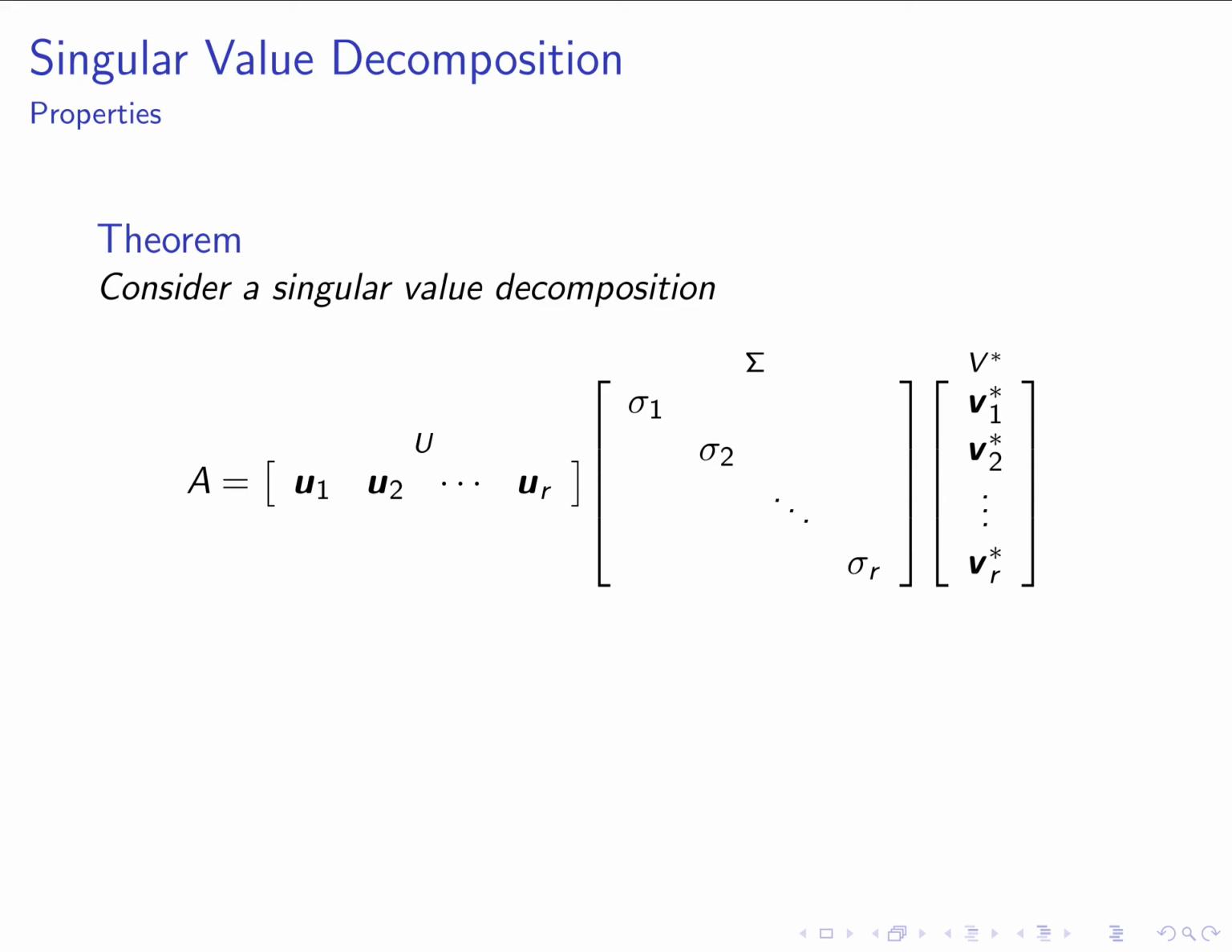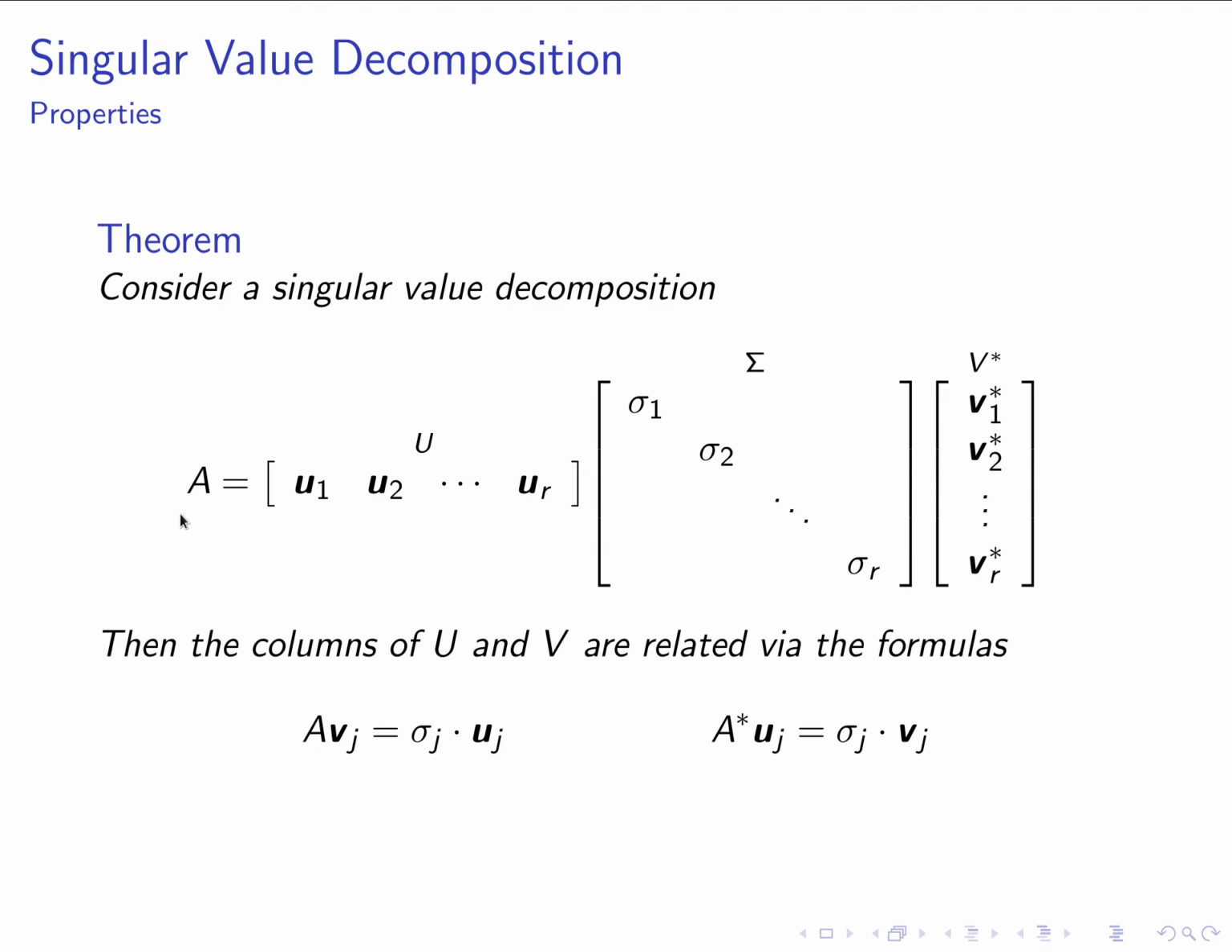Now that we have the definition of singular value decomposition at our disposal, let's look at some of the properties of singular value decomposition. So remember, singular value decomposition arises as a matrix factorization. We can take any m by n matrix A with rank r and write it as the product U times sigma times V conjugate transpose, where U and V are matrices with orthonormal columns, and sigma is a diagonal matrix whose diagonal consists of positive numbers listed in decreasing order.